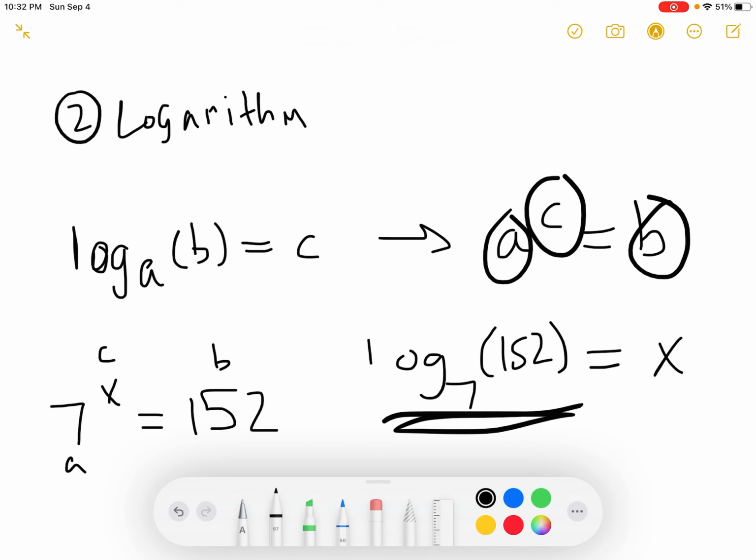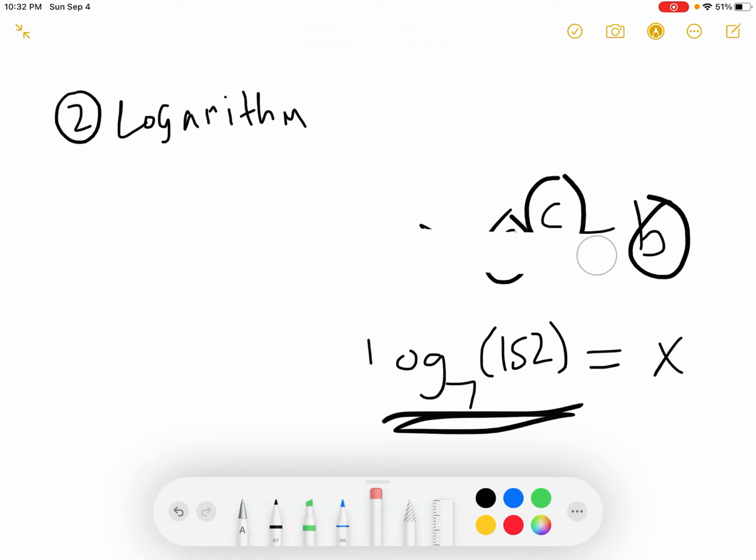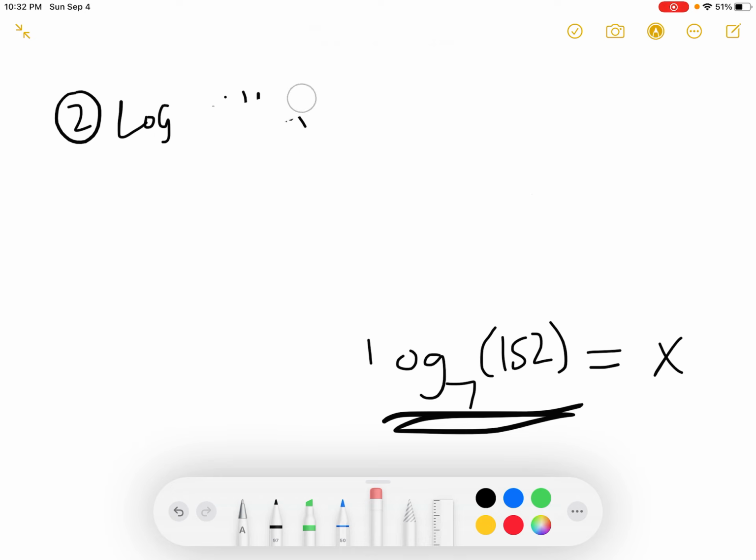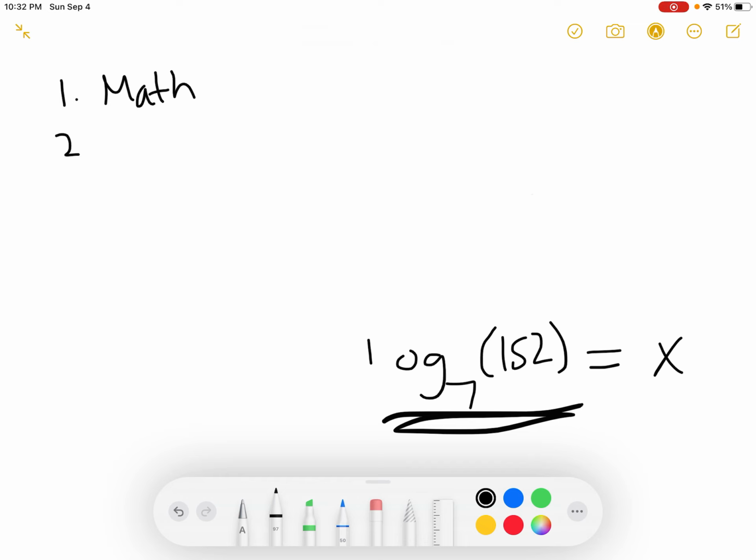Now, this is something else you need to know. There's 2 ways that you can type this into the calculator. If you have a TI-84 calculator, here's what you could do. First thing you do is push the math button. Then you scroll down to where you see log base, and then when you click on that, it lets you do a base, and then you could type that in.